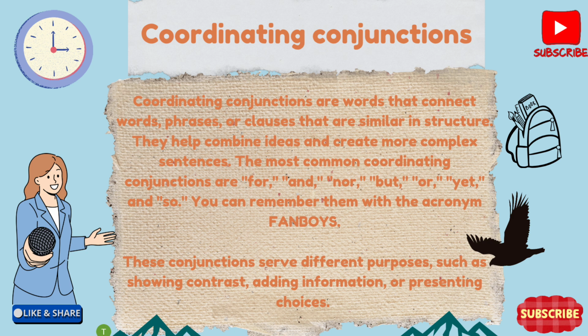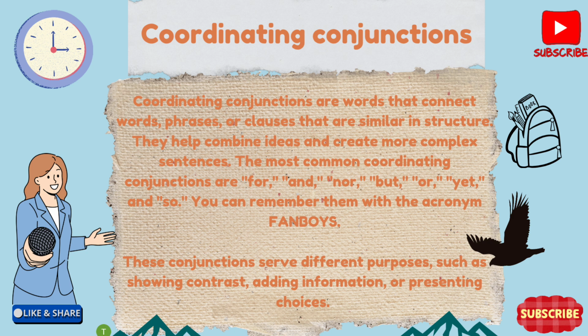Coordinating conjunctions. It is a type of conjunction. Coordinating conjunctions are words that connect words, phrases, or clauses that are similar in structure. They help combine ideas and create more complex sentences. The most common coordinating conjunctions are for, and, nor, but, or, yet, and so. You can remember them with the acronym FANBOYS.